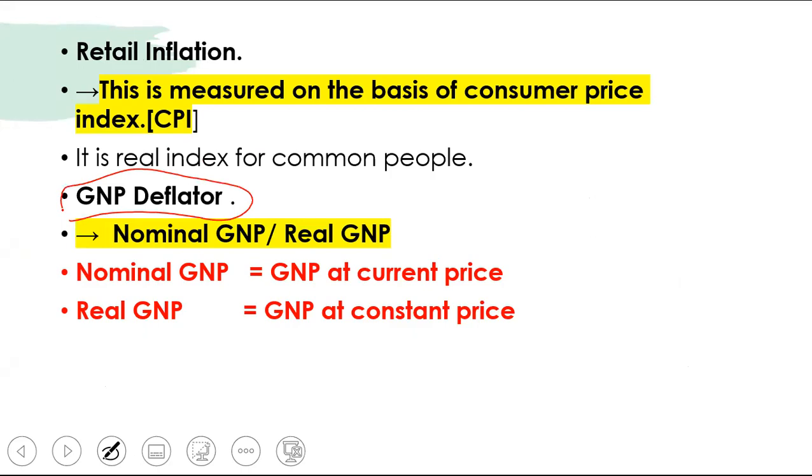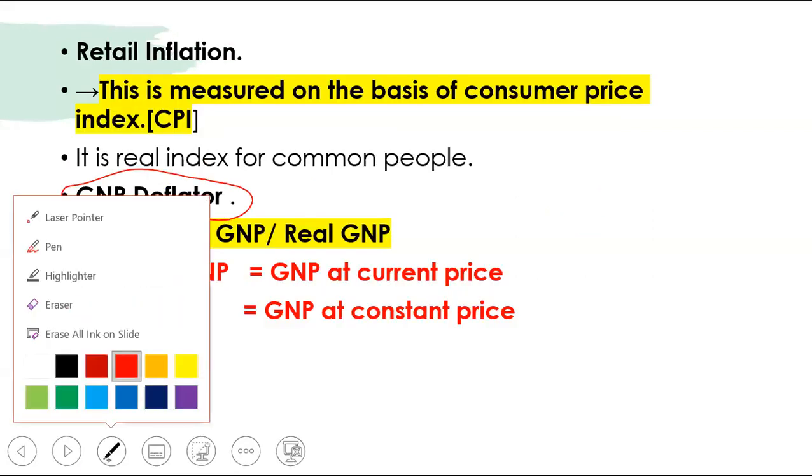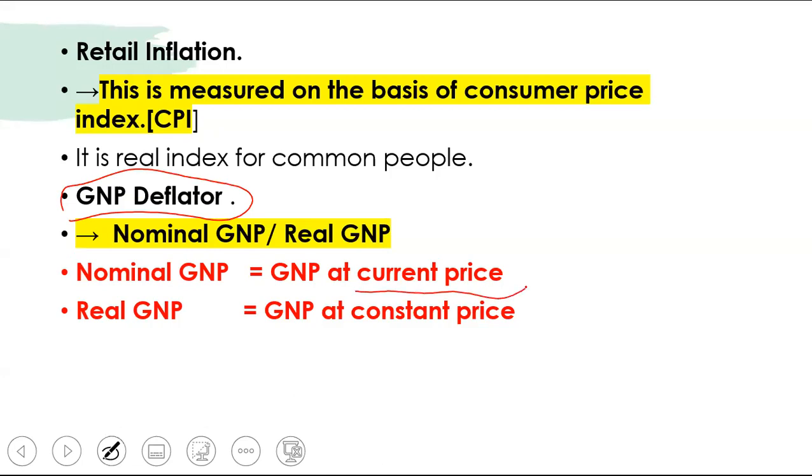There are two types of GNP which we have done before. One is the nominal GNP, the other is the real GNP. Nominal GNP is the GNP at the current price, because GNP means gross national product, and we are calculating at the current price. Real GNP we are calculating at the constant price. This is the difference. This is what we have finished.